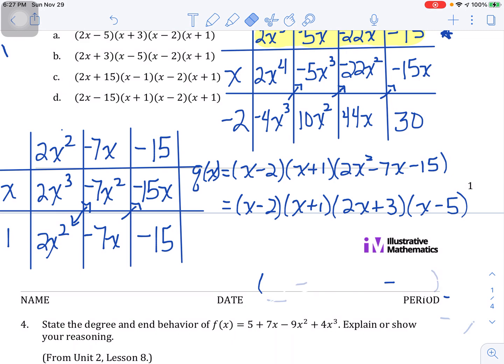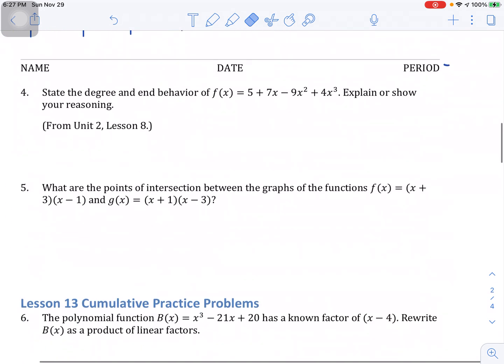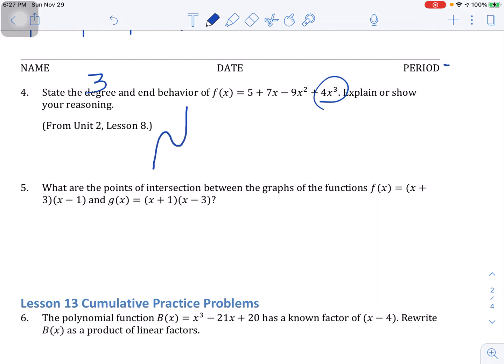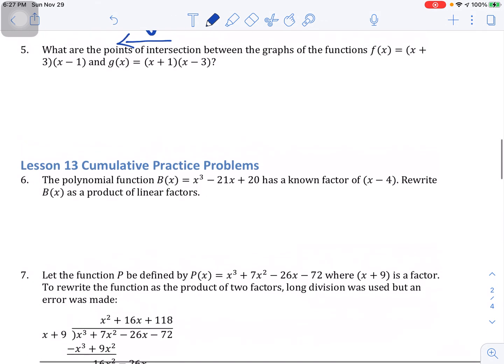On the next problem, we want to state the degree and end behavior. So the degree here is 3. And the end behavior, since that's our leading term there and it's positive, it's going to behave like the regular third degree functions. As x gets very large in the negative direction, f of x gets more negative, and as x gets very large in the positive direction, f of x gets more positive. So you can write that out however you'd like.